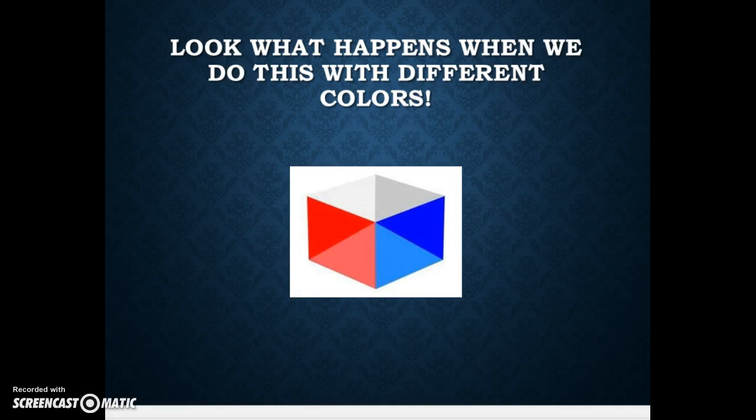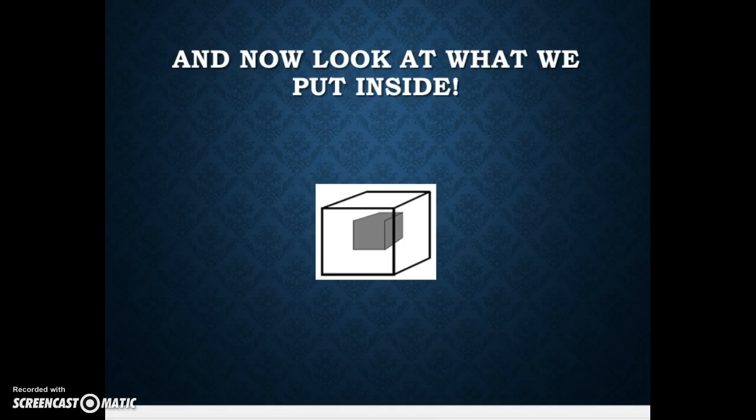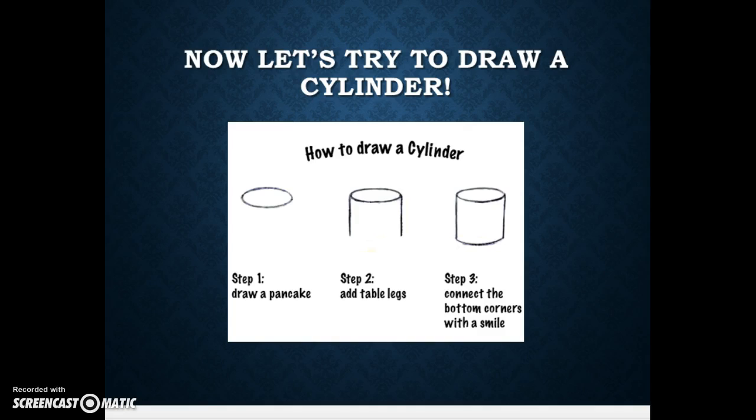Look what happens when we do this with different colors. And now look at what we put inside. Now let's try to draw a cylinder. Step 1, draw a pancake. Step 2, add the table legs. Step 3, connect the bottom corners with a smiley.